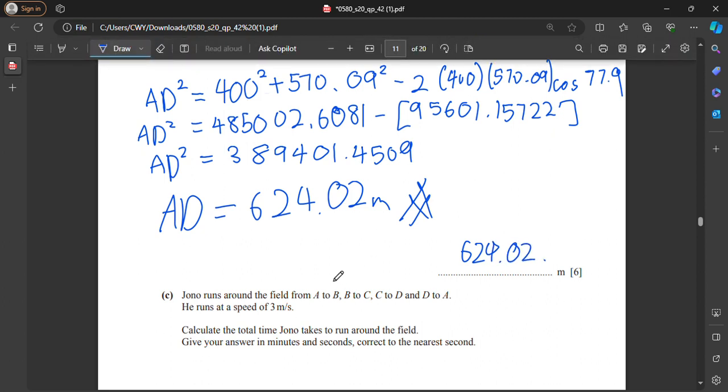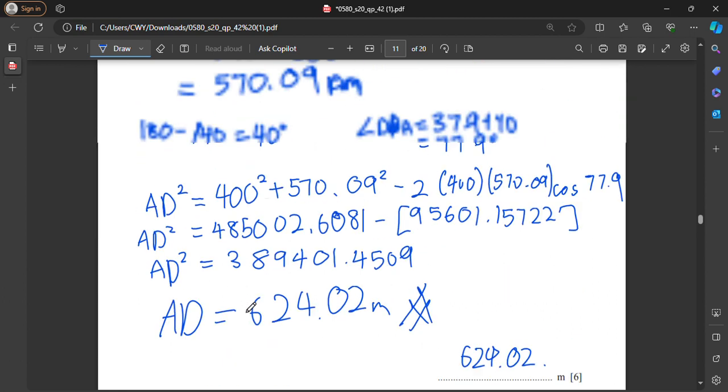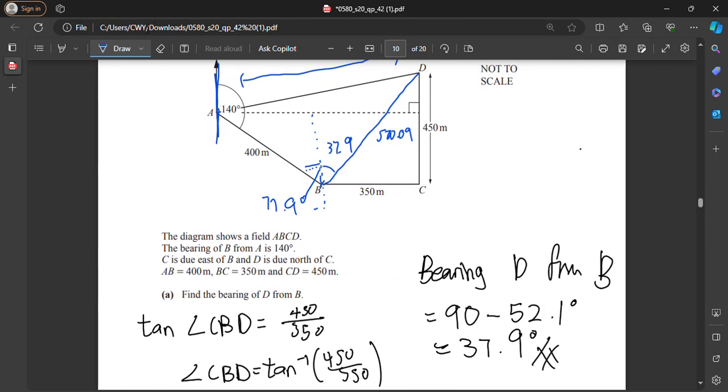Alright, so let's see the last question. John runs around the field. Let me just switch up the color a bit. So what I know for now is here is 624.02. Alright.